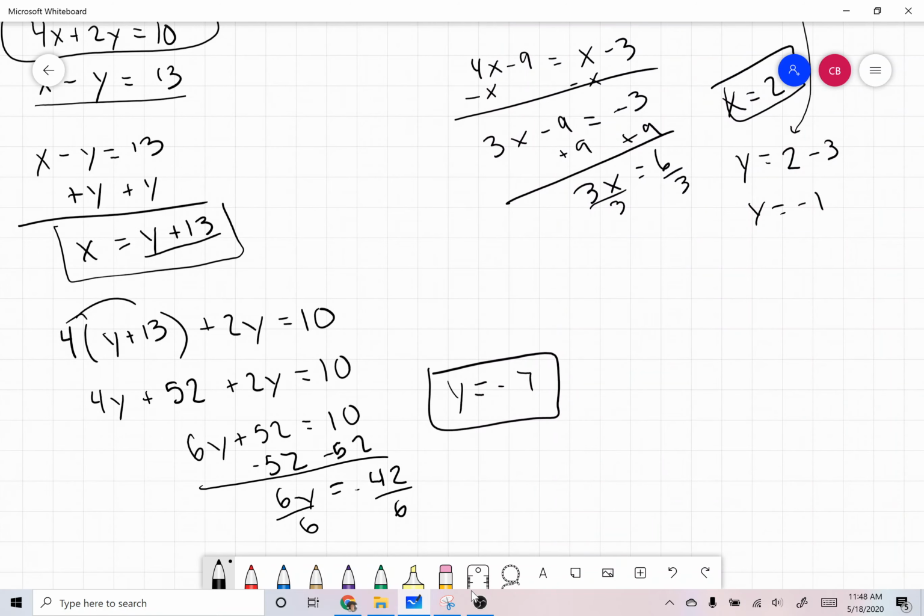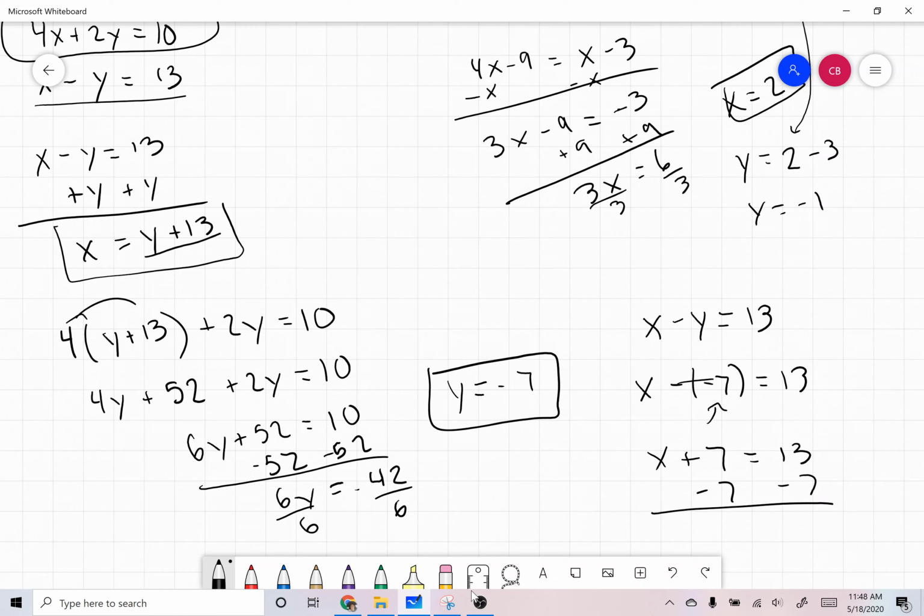So we've got that. We have x minus y is equal to 13. Well, we have x minus negative 7 is equal to 13. One important thing to point out: when I substituted, I put parentheses around this thing. So make sure you do that, because you will miss your signs and you will get the wrong answer for x. So if we add this, we have x plus 7 is equal to 13. Subtract 7, x is equal to 6.